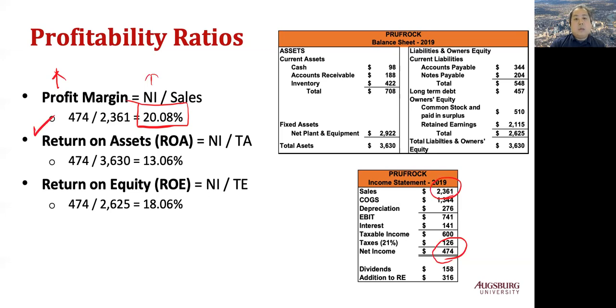Next measure, very famous. We usually call it ROA, return on asset. It's net income divided by total asset. How much the company earns relative to the size of the firm. Net income 474. Total asset is 3,630. 13.06% ROA.